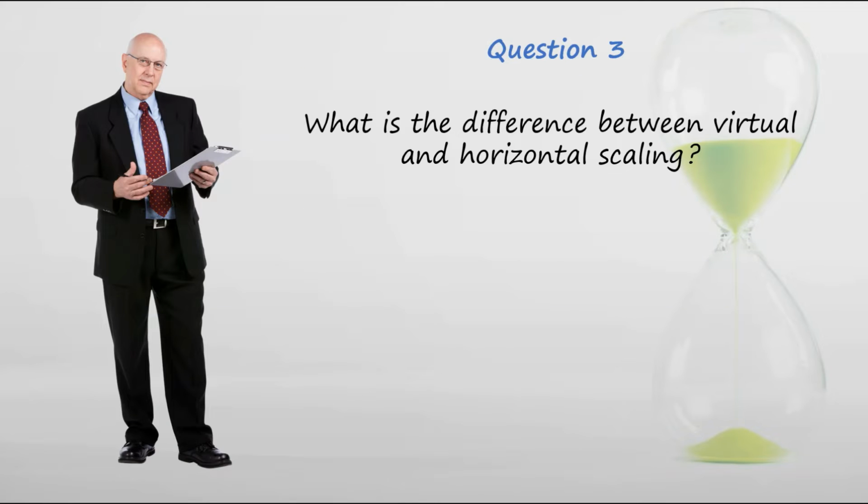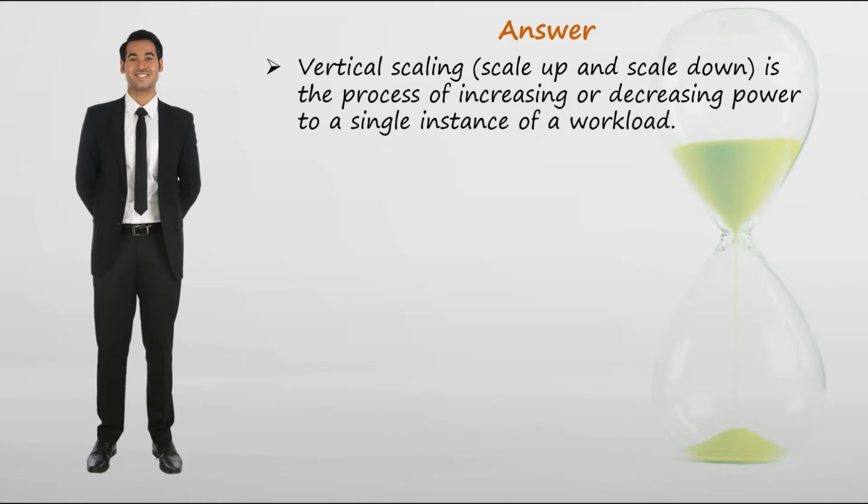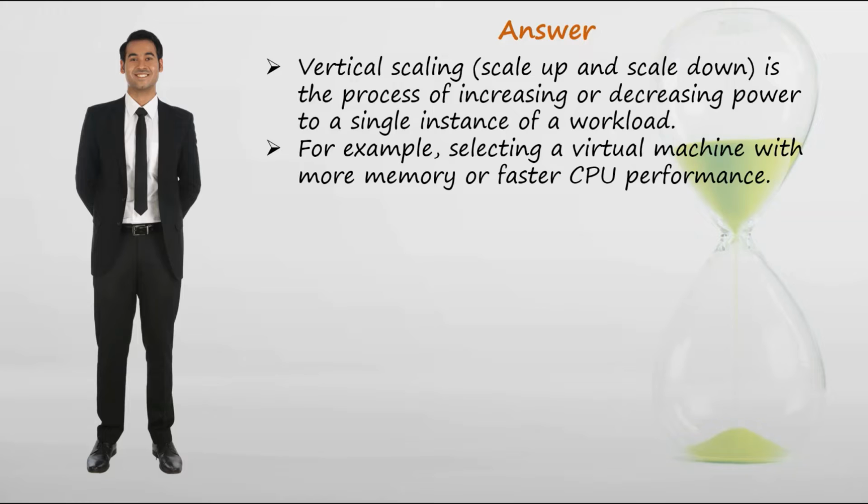What is the difference between vertical and horizontal scaling? Vertical scaling, scale up and scale down, is the process of increasing or decreasing power to a single instance of a workload. For example, selecting a virtual machine with more memory or faster CPU performance.